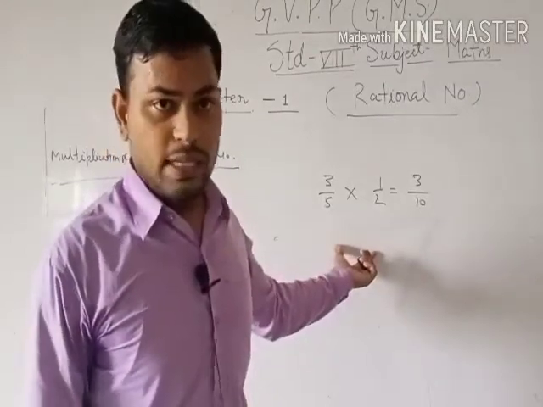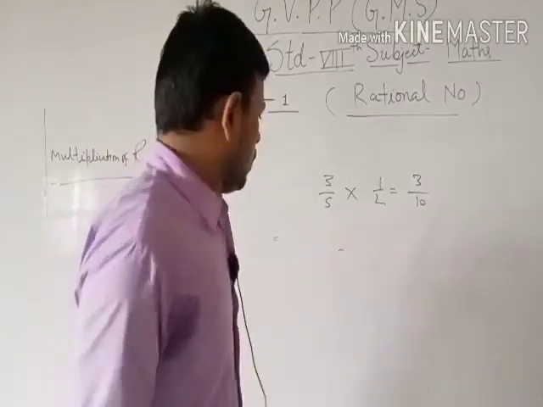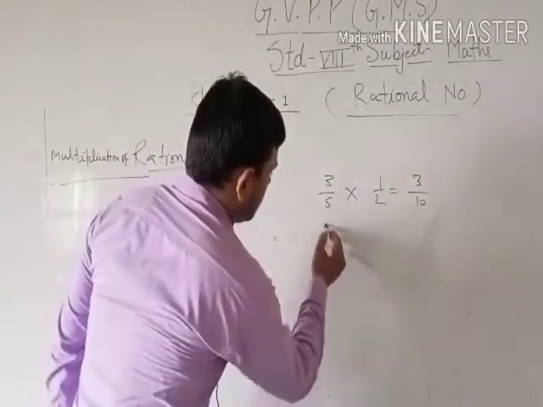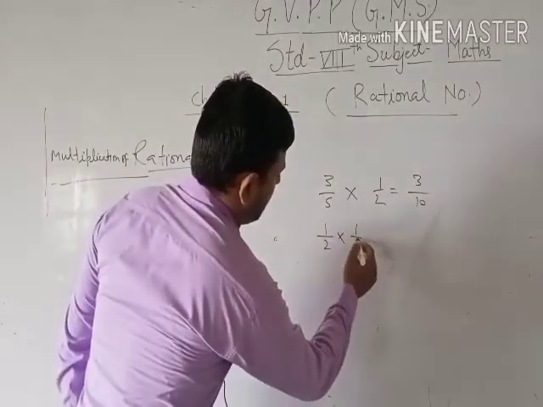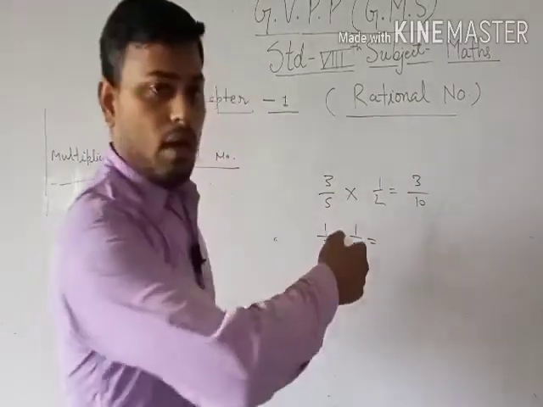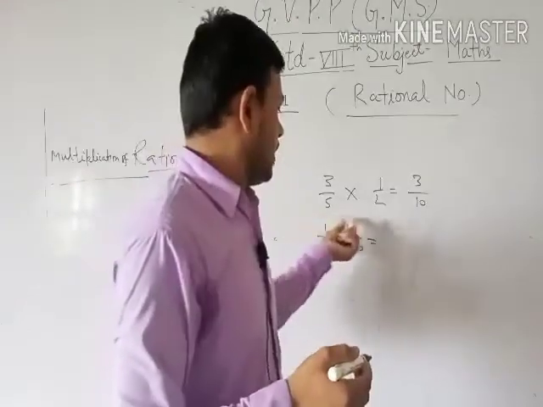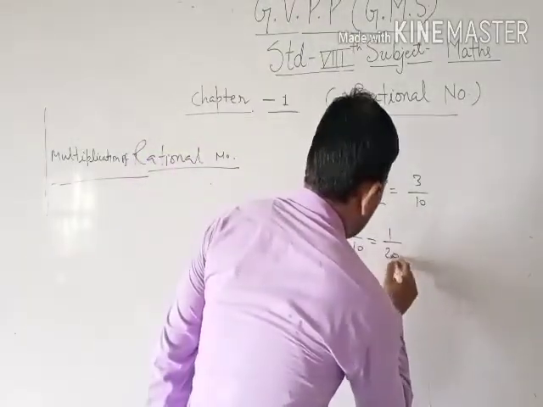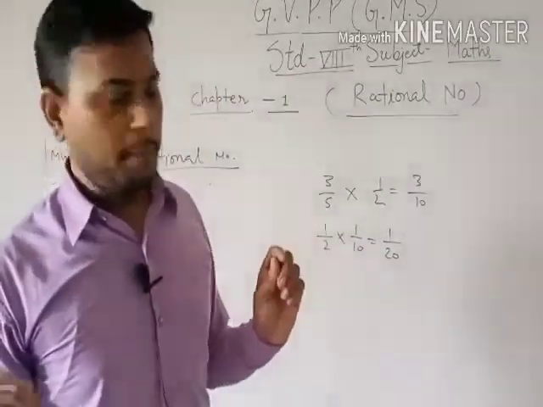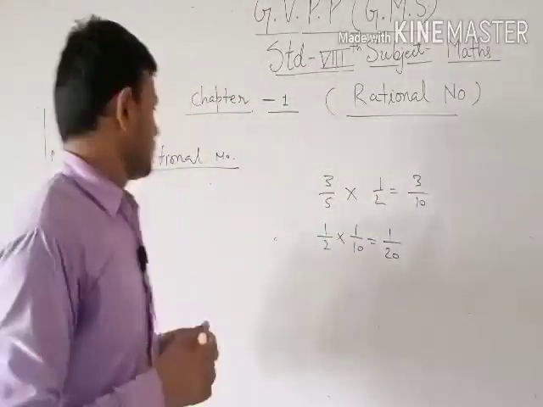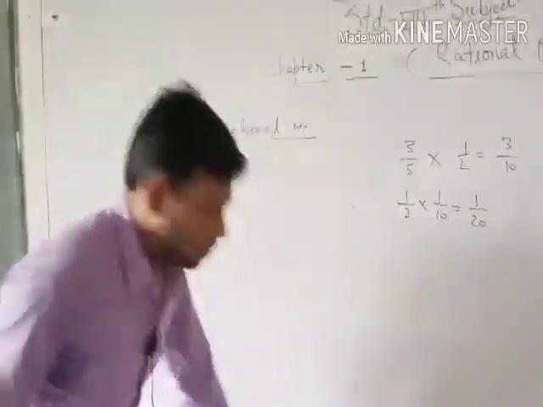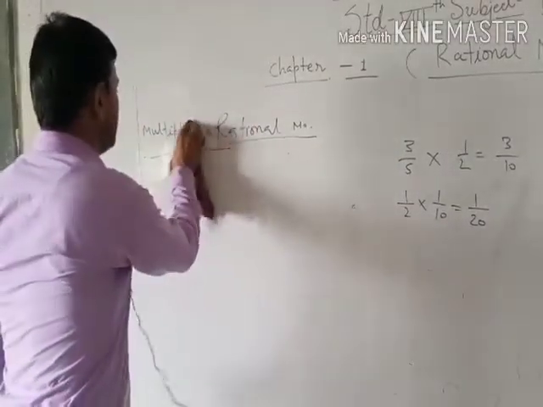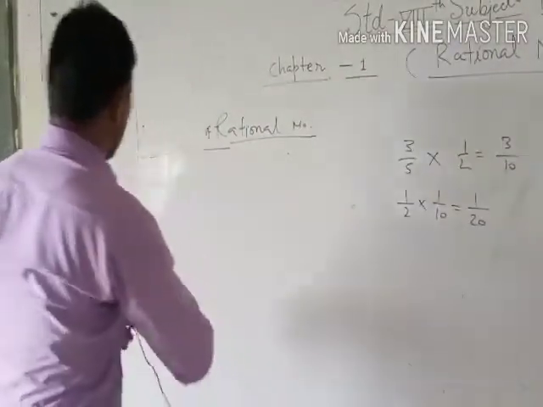Okay, it is very simple. So another example I will take here. Suppose 1 upon 2 and 1 upon 10. It is very simple. You have to multiply the numerator and denominator. So 1 ones are 1 and 2 tens are 20. It is very simple. Okay. Suppose you understand. Now we have the division of rational number.